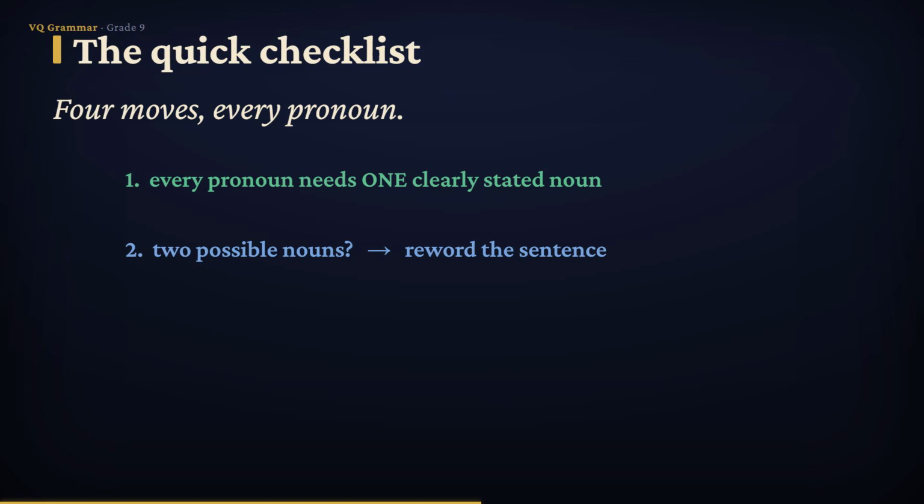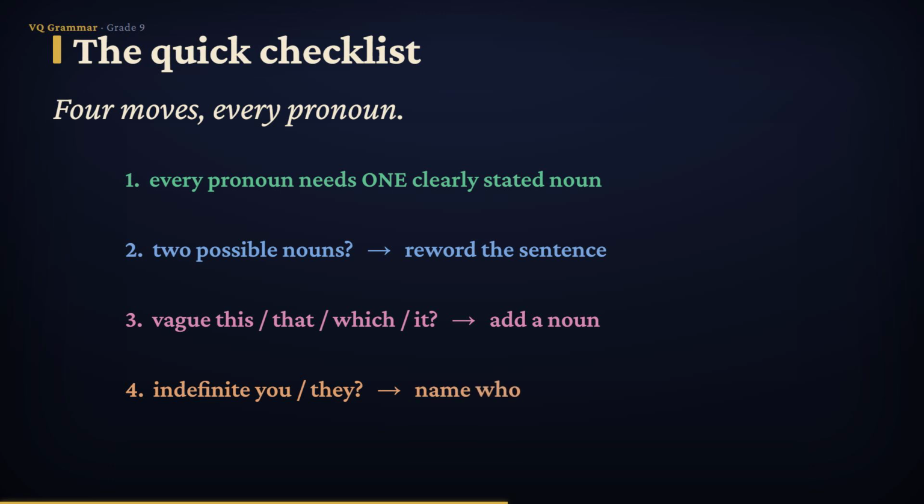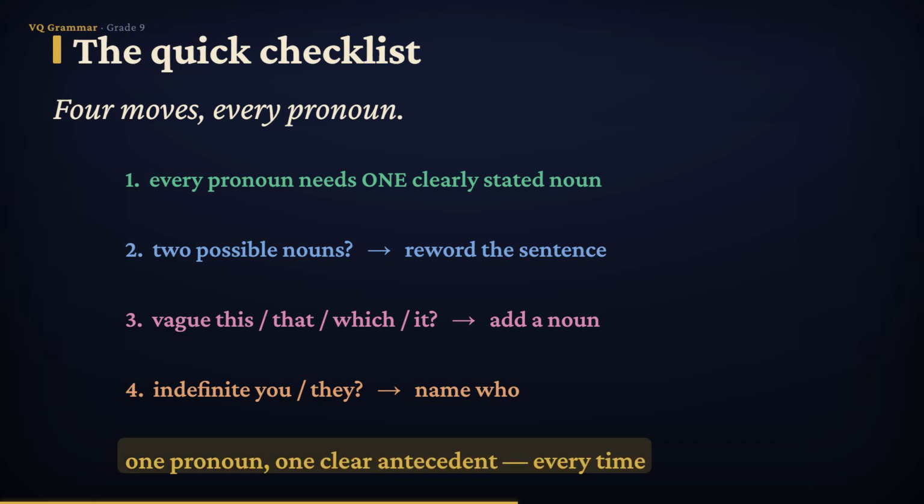If you catch a vague this, that, which, or it, add a noun right after it to give it something solid to name. And 4, if you spot an indefinite you or they standing in for people in general, just name who you actually mean. Hold on to one idea and the rest follows. One pronoun, one clear antecedent, every single time. Let's put it to work.